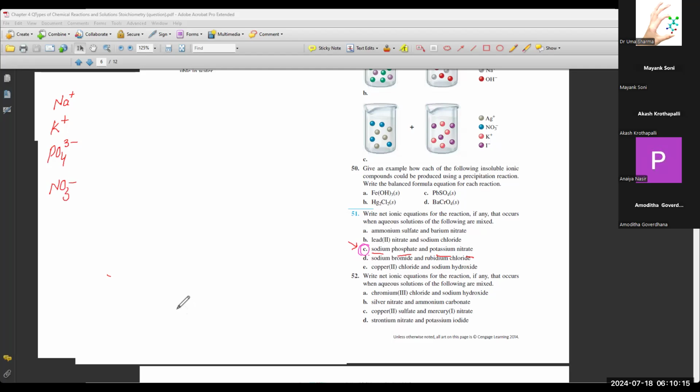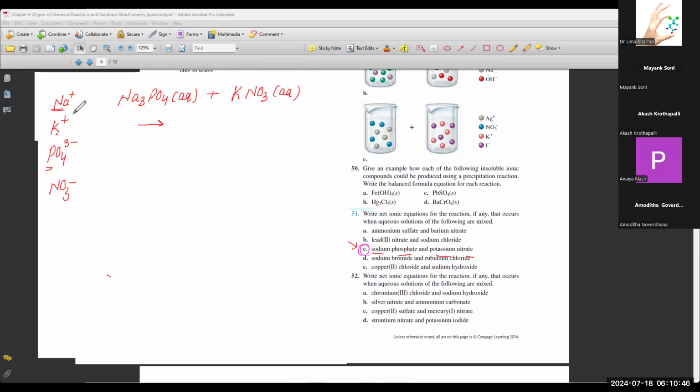Yes, nitrate. Yeah, good. Now, can you make the formula of sodium phosphate? Sodium with phosphate. Is it soluble? Write down aqueous and solid, okay? It is soluble. So Na3PO4. Rule number 1, sodiums are always soluble. Potassium, KNO3. Rule number 1, always soluble. Potassiums and nitrates are always soluble.